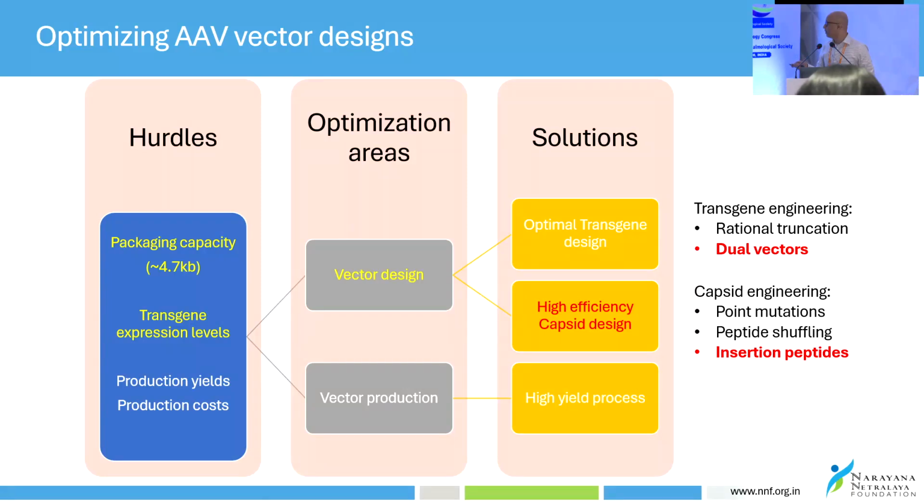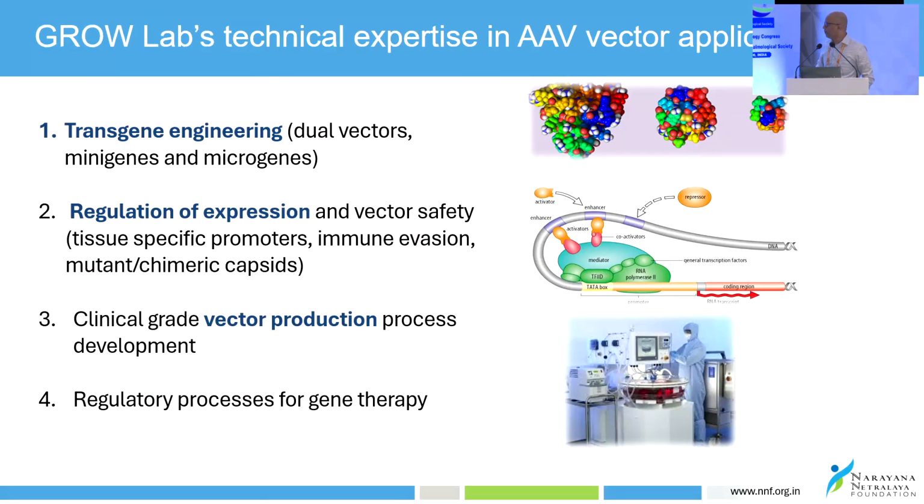The two examples Arko wished to show you today are a dual hybrid vector system for transgene engineering to address the packaging capacity, and capsid engineering using insertion peptides to improve the transduction efficiency. His lab, our lab, though he primarily drives it, has mastered the technique of improving the transgene processes as well as the capsid processes, a variety of them. And we have the entire vector production facility in process as well.